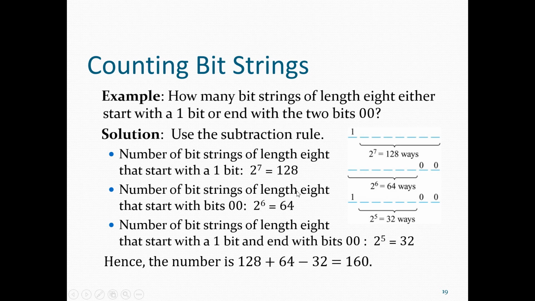So the total number of bit strings is 128 plus 64 minus the common number of ways, which is equal to 160. So this is the example of the inclusion-exclusion principle.